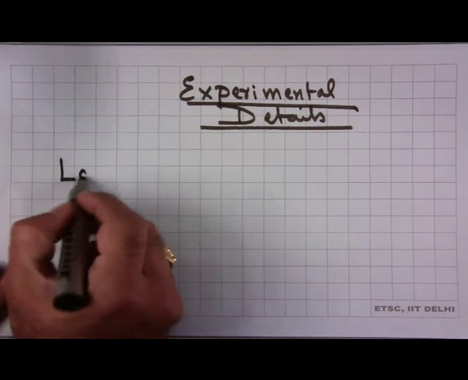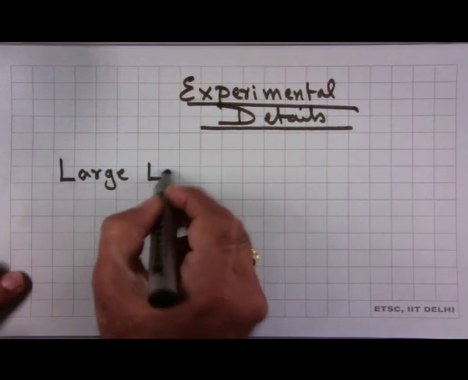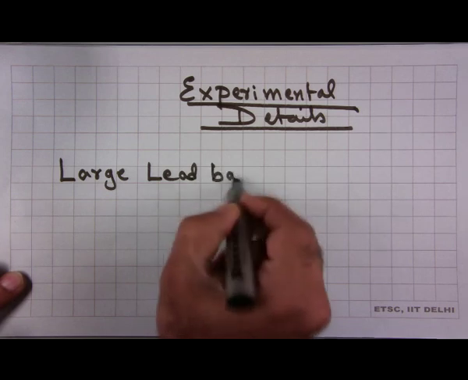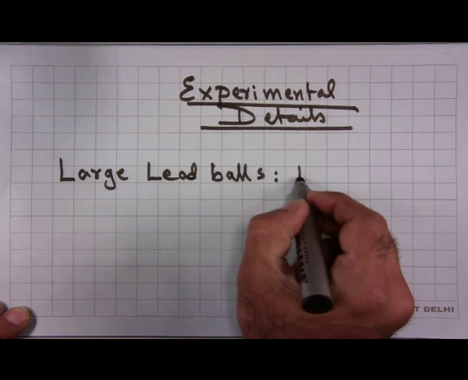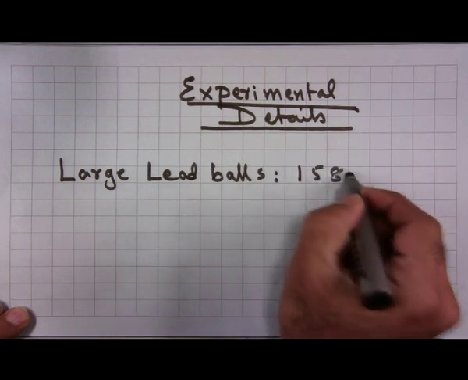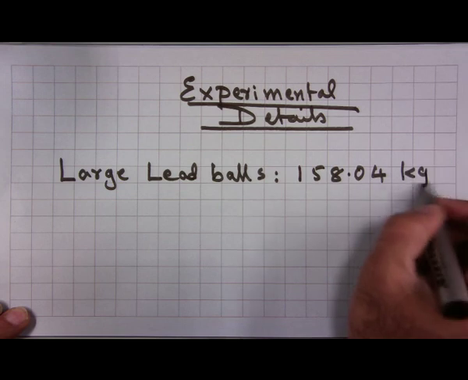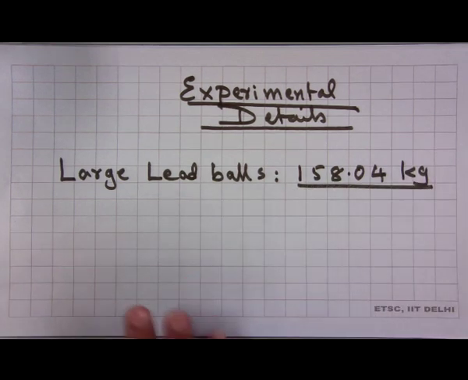So you had the large lead balls. They were themselves suspended and they are not supposed to move. So the lead ball is playing the role of what? The earth. And the small lead balls are playing the role of a falling body. That is something that we have to remember. So they had a mass of 158.04 kg. So he got a massive lead sphere of 158.04 kg made.